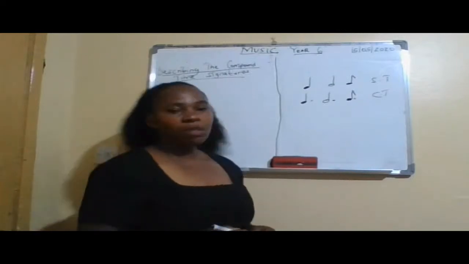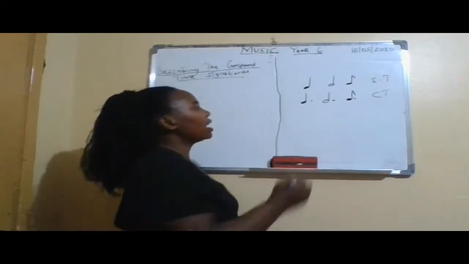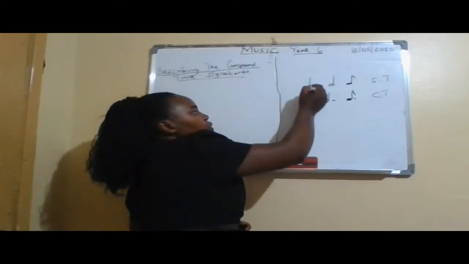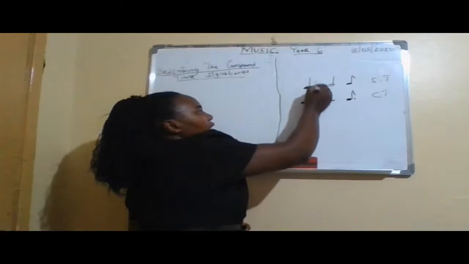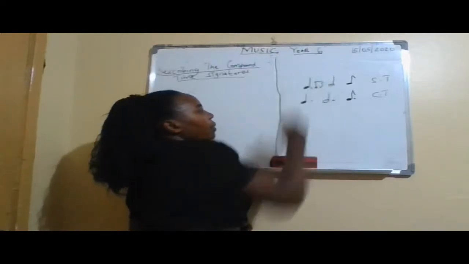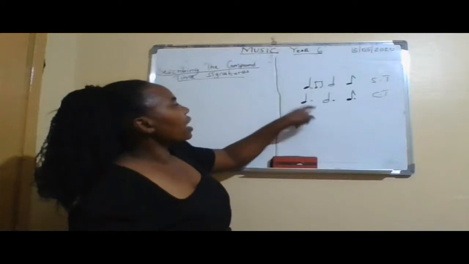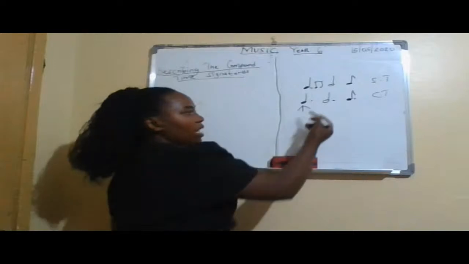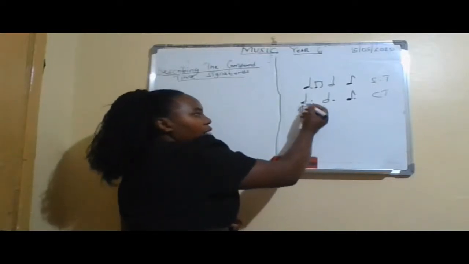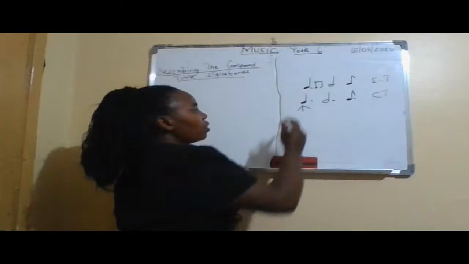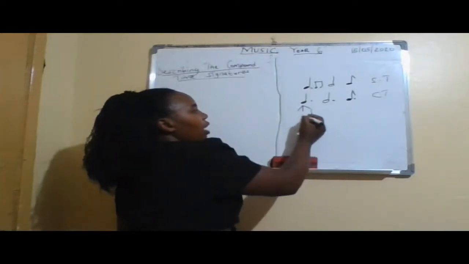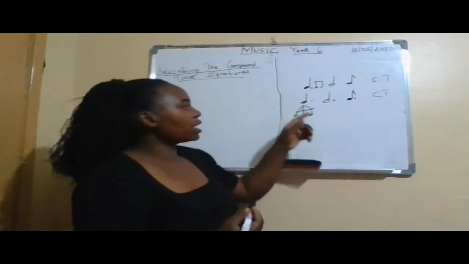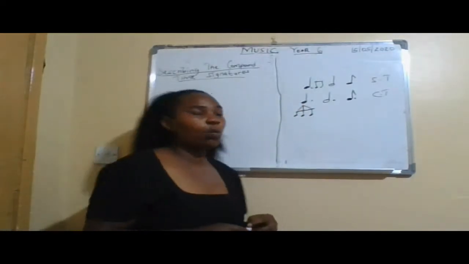Another difference that we noted is that in simple time, the main note divides itself into two. This one, for example, divides itself into two quavers. And in compound time, the main note divides itself into three. Students, remember the dot here is a half of the crochet. A half of the crochet is the quaver, and the crochet has two quavers. So a dotted crochet has 3 quavers.